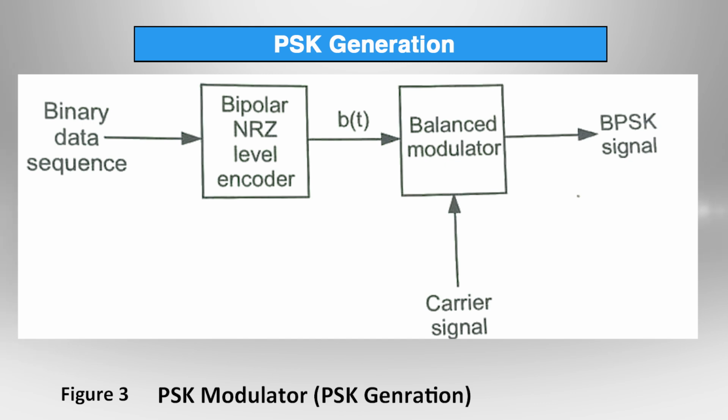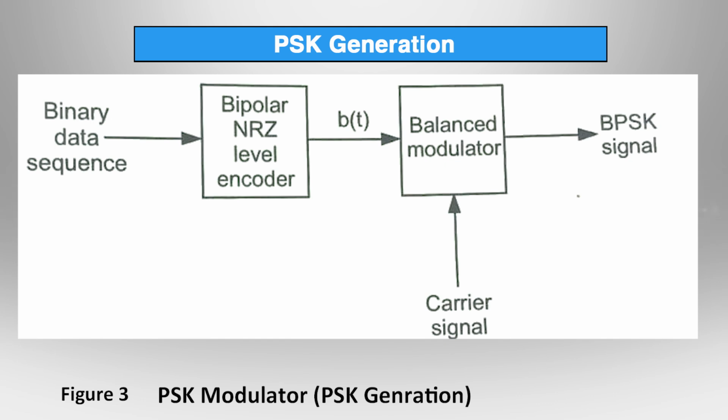What input do we need? We need a binary data sequence, that is, in terms of 1 and 0. The second is the modulator and carrier. You can see Figure 3 in the presentation, where you will find the PSK generator. The PSK generator consists of the binary data sequence and the bipolar NRZ level encoder, the first block. The output of this NRZ will be fed to the balanced modulator, and this balanced modulator has another signal, that is the carrier signal.